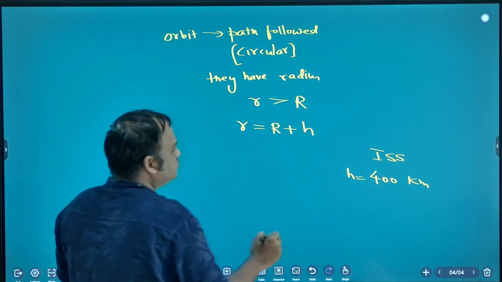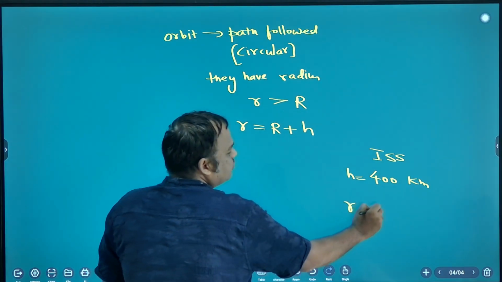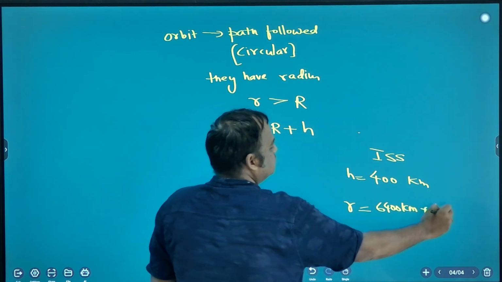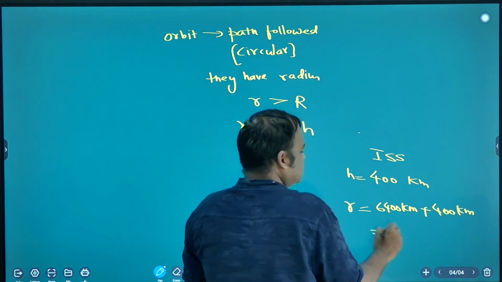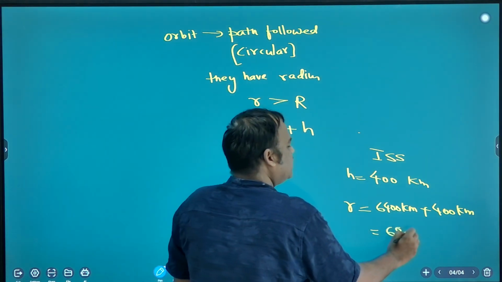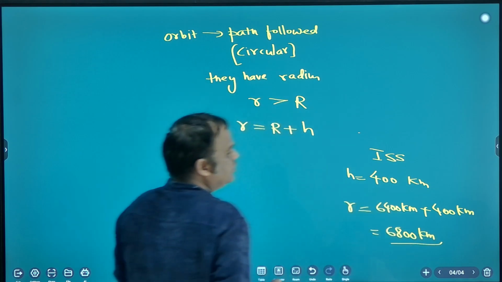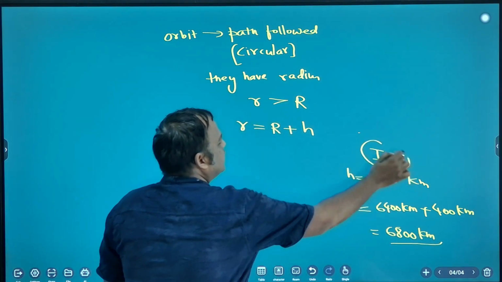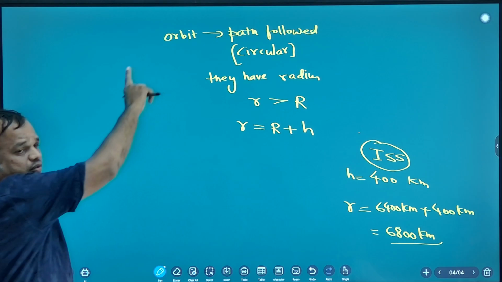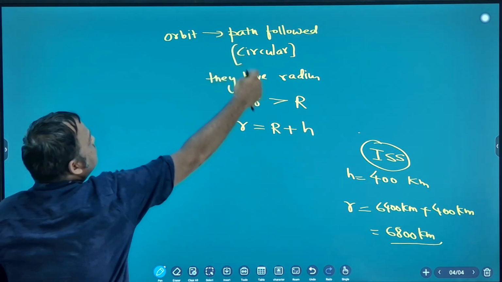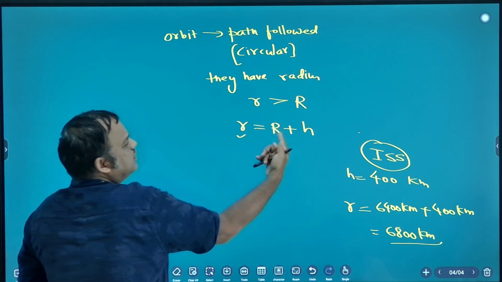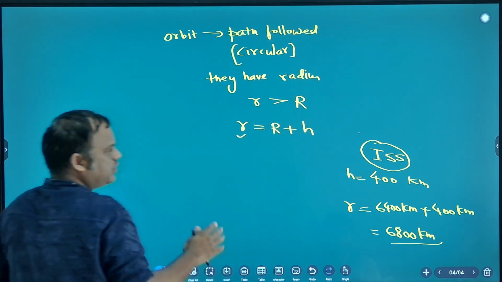So what is the distance from the center of Earth? 6,400 kilometer plus 400 kilometer, so 6,800 kilometer. It is one of the biggest satellites, revolving around Earth. So you understand orbit. Orbit means circular path, and orbital radius means the radius of the orbit. The formula for orbital radius is the radius of Earth plus height. Easy.